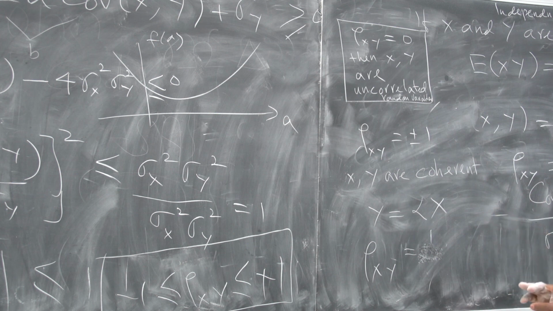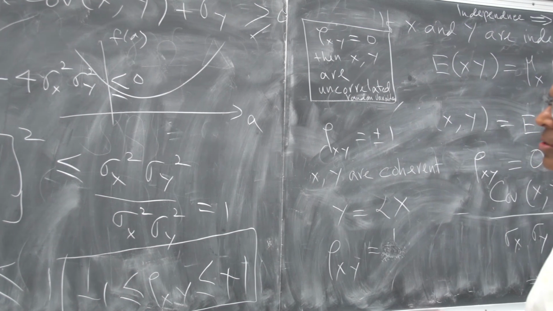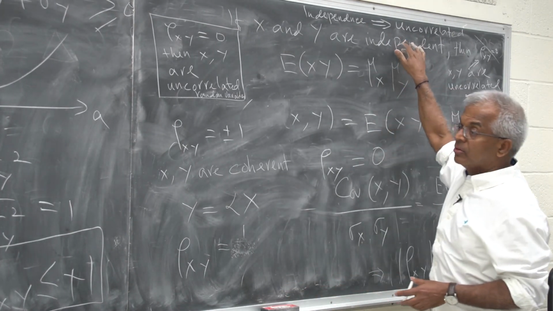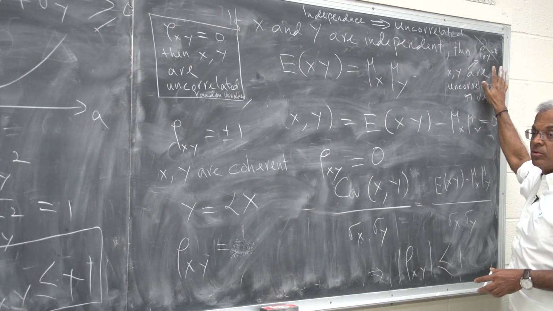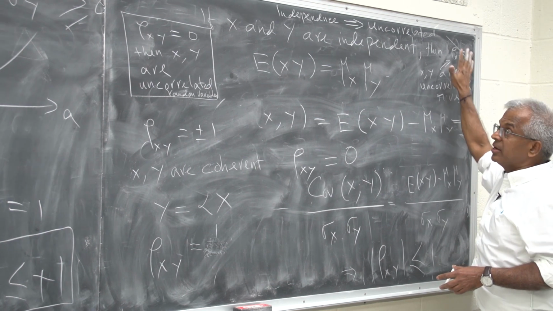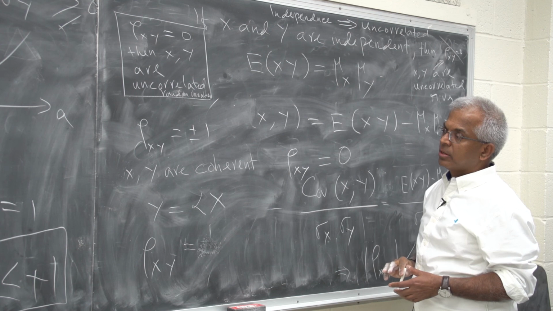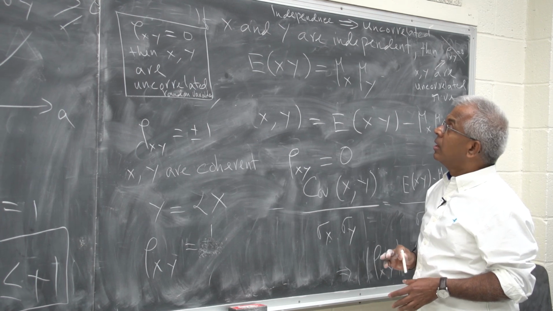So that's the concept of correlation coefficient and covariance. The main result is that if x and y are independent, then their correlation coefficient is 0. But if the correlation is 0, most of the time that doesn't mean x and y are independent.